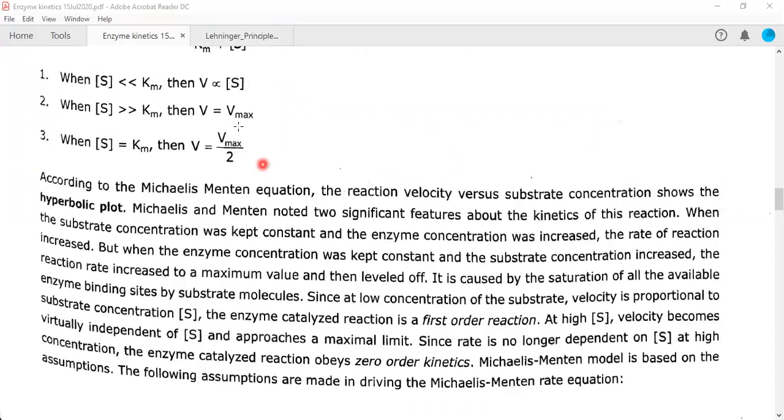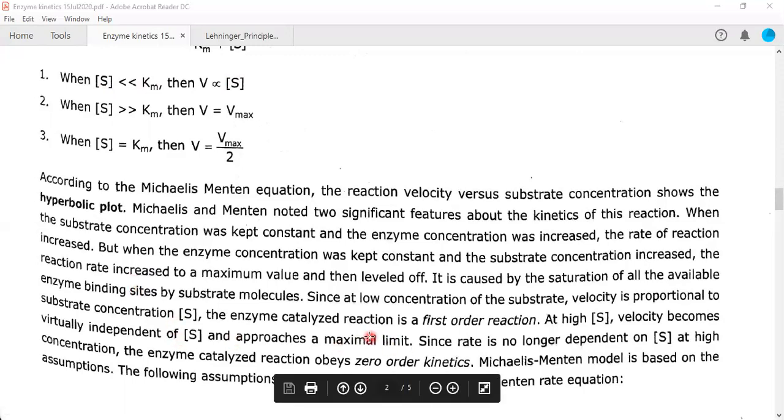So from here we have seen that the rate of reaction is proportional to the substrate concentration when the substrate concentration is lower than Km, and approaches a maximal limit. It is a first order reaction at low substrate concentration. At high substrate concentration, velocity becomes virtually independent of substrate concentration, and this is called zero order rate kinetics.